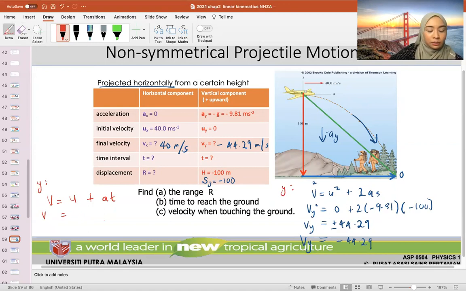So Vy, we already know what Vy is, and that is minus 44.29, equals U. Our U is 0, plus minus 9.81 times t. So our time is equal to, please use your calculator, minus 44.29 divided by minus 9.81. So time is 4.51.